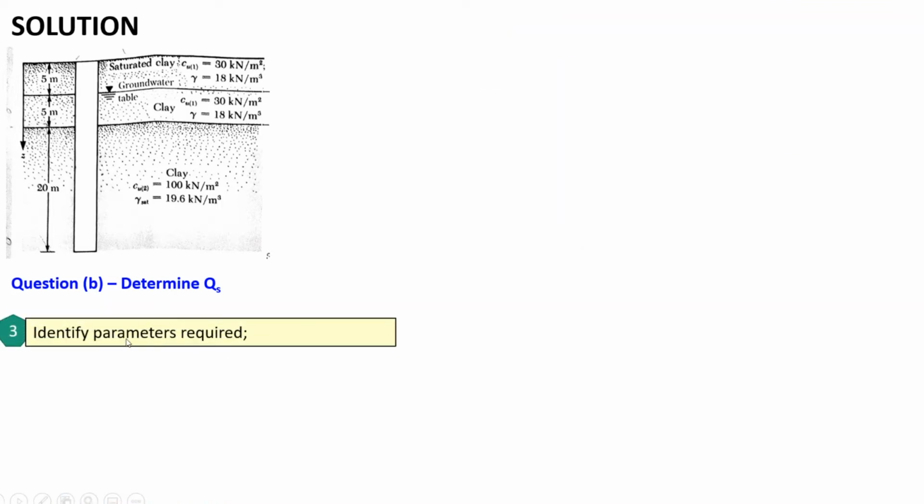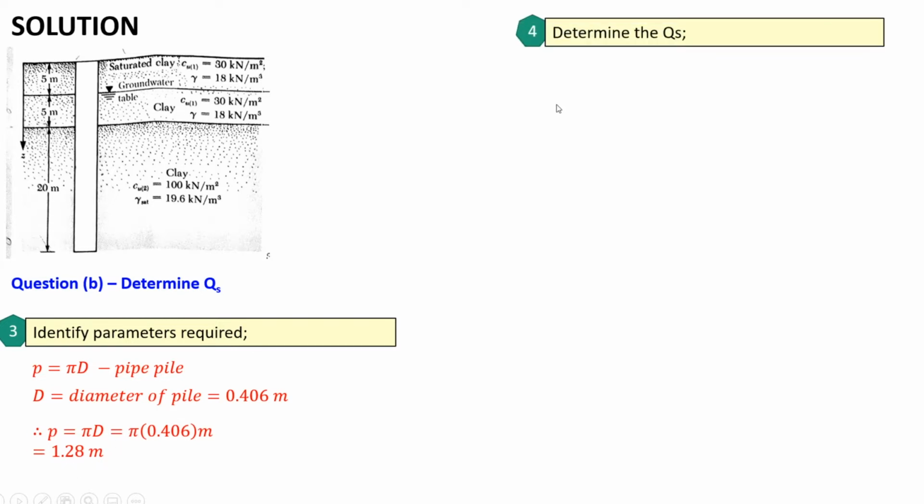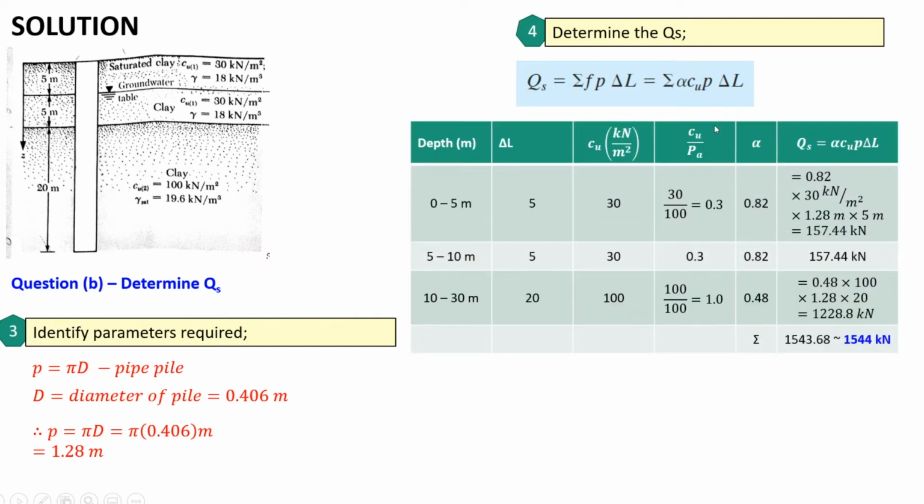Okay, then next step, what are the parameters? The next parameter is the perimeter of the pile. The pile here has a circular cross section, so we have pi times d, where the diameter is 0.406 meters. So the P here is 1.28 meter. Then we can determine the QS, by using these equations, since we have all the information.